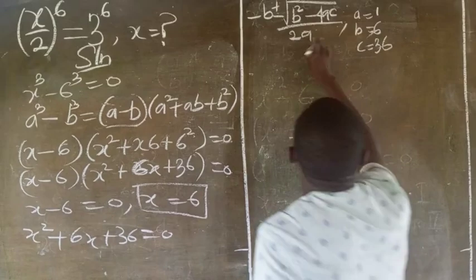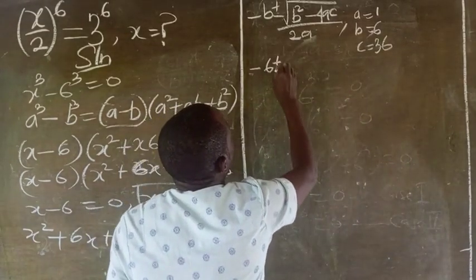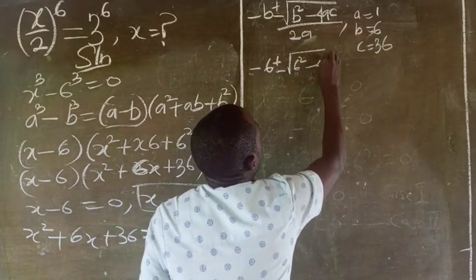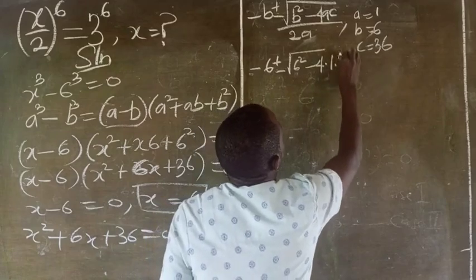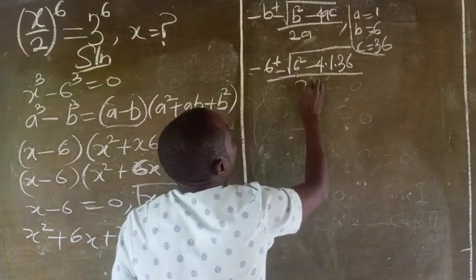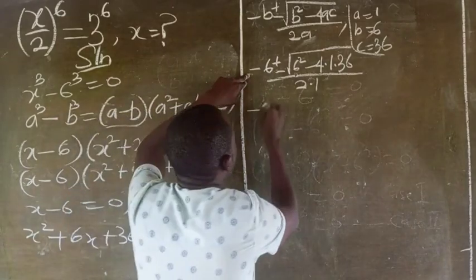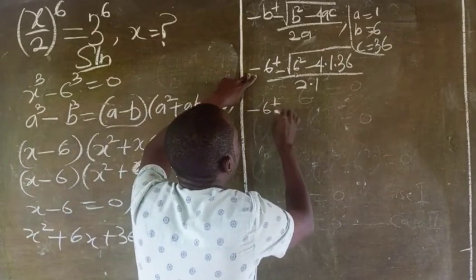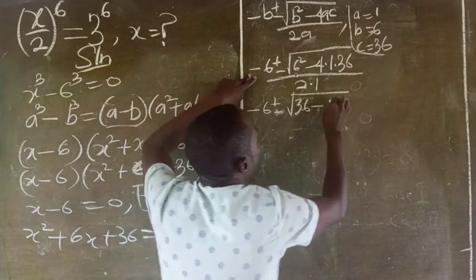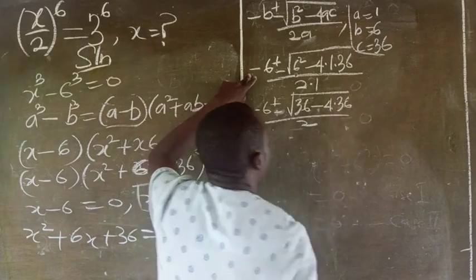So we want to put our values in, and it becomes minus 6 plus or minus square root of 6 squared minus 4 times 1 times 36, all over 2 times 1. So this becomes minus 6 plus or minus square root of 36 minus 4 times 36 all over 2.